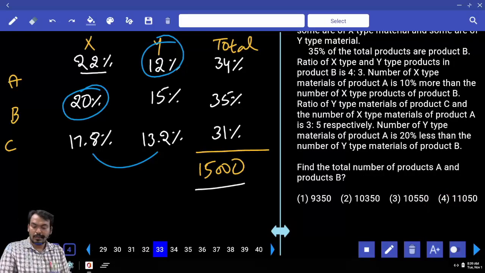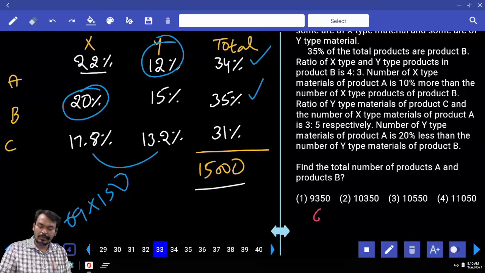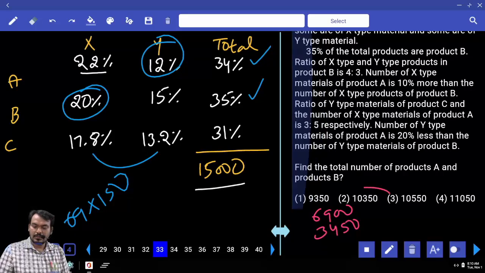Next, question number 33. Find the total number of products of A and B. A how much percent? 34. B 35. Total 69. We require 69% of 15,000, or not. This one we write 69 into 150. What are the 100 times? 6,900. 50 times means half of the 6,900. How much? 3,450. Both are adding, 10,350.